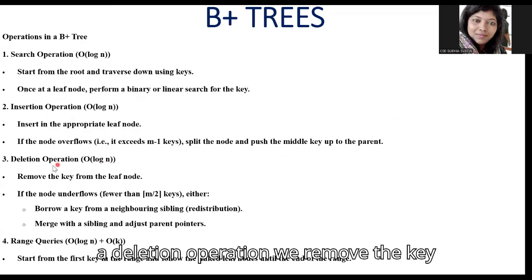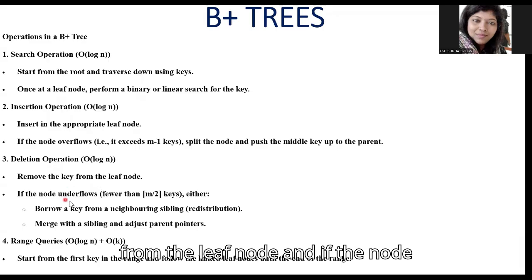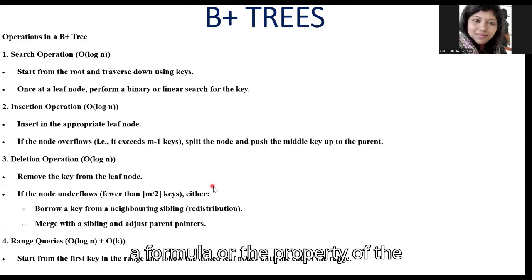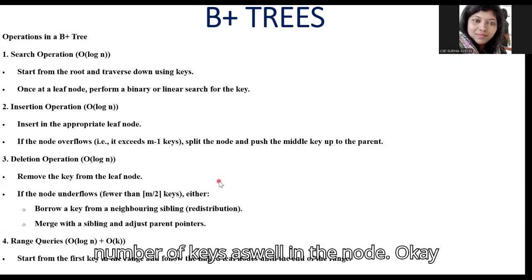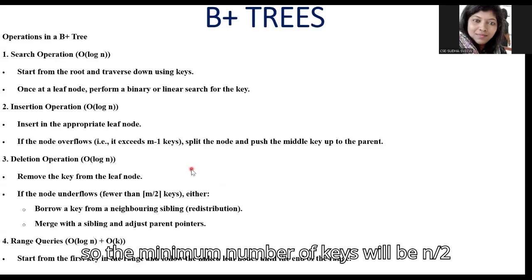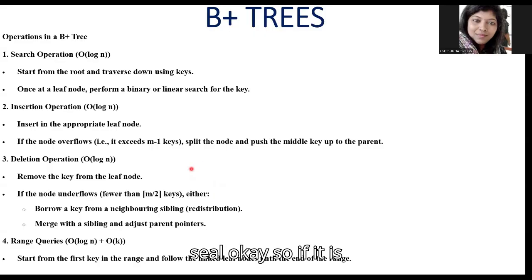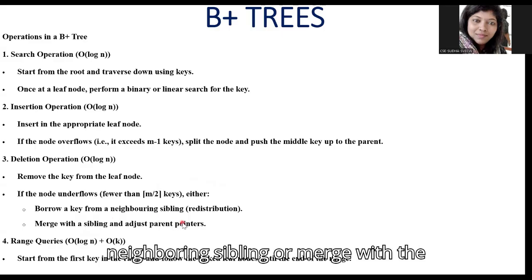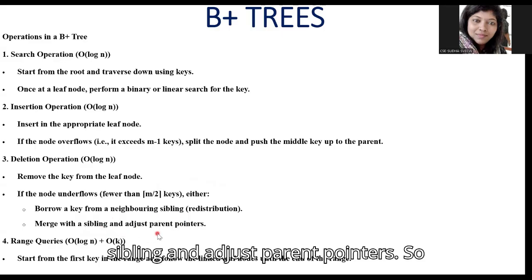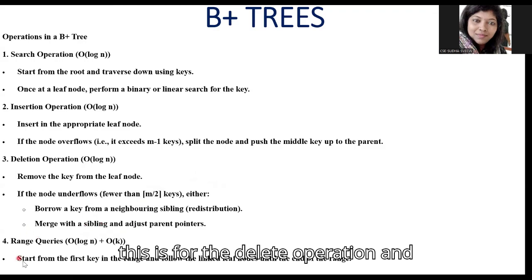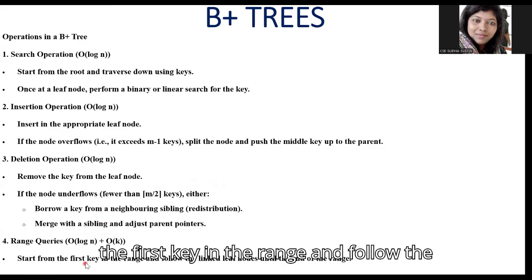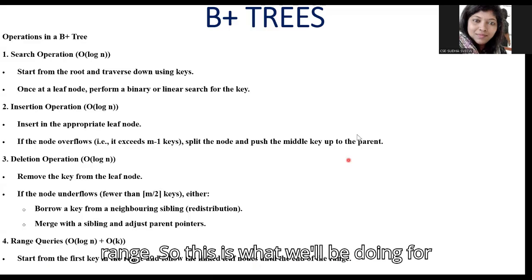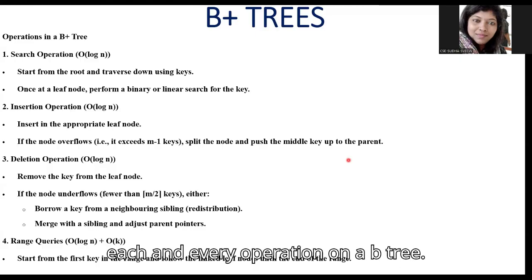For the deletion operation, we remove the key from the leaf node, and if the node underflows, there is a property of the B+ Tree where there must be a minimum number of keys in the node. The minimum number of keys is ceil of m by 2. If it is lesser than the minimum number of keys, then we have to borrow a key from the neighboring sibling or merge with the sibling and adjust parent pointers. So this is for the delete operation. Coming to range queries, we start from the first key in the range and follow the linked leaf nodes until the end of the range. So this is what we'll be doing for each and every operation on a B+ Tree.